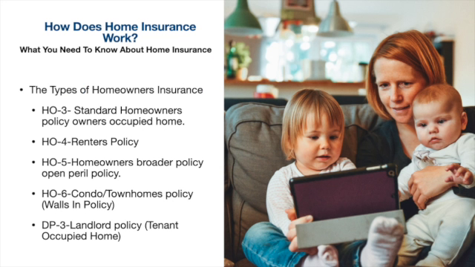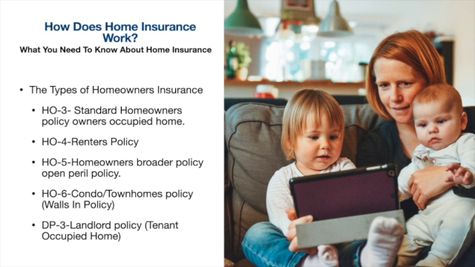So there are about 8 different types of homeowners insurance coverages based on properties. I didn't want to cover all 8, so I narrowed it down to some of the most common ones. There's the HO3 policy, the HO4, HO5, HO6, and the DP3 policy, which I'll go over in a second.